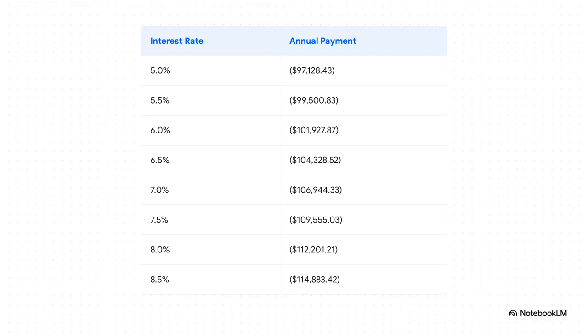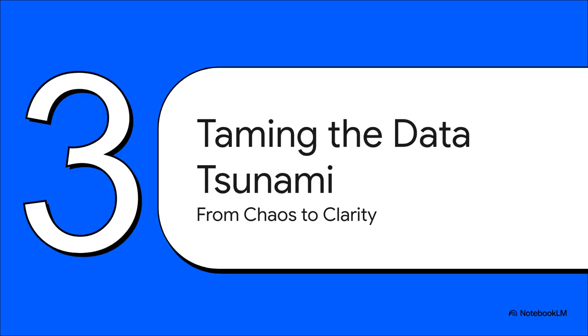I mean, look at this. With one simple setup, the CFO can see the exact payment for every single interest rate on the table. A decision that could have taken hours of painful math, now it's made in seconds. That's a game changer. Okay, next stop on our journey, we're heading over to the Portland office.